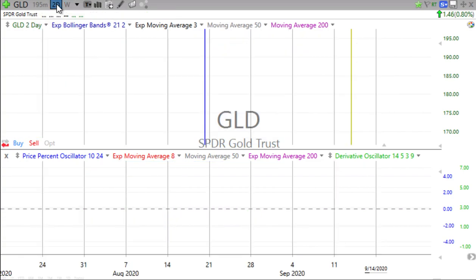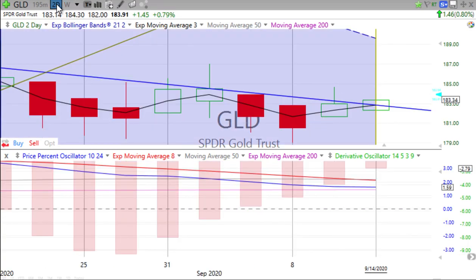We go from the weekly to the 2-day. What do we see there? We see that we've gone into the 4th day of some upward movement. Let's move that out of the way. Hadn't hit the high that we hit on that prior 2-day candle. Derivative oscillator losing downward momentum. Price percent oscillator still heading down, not super strong.